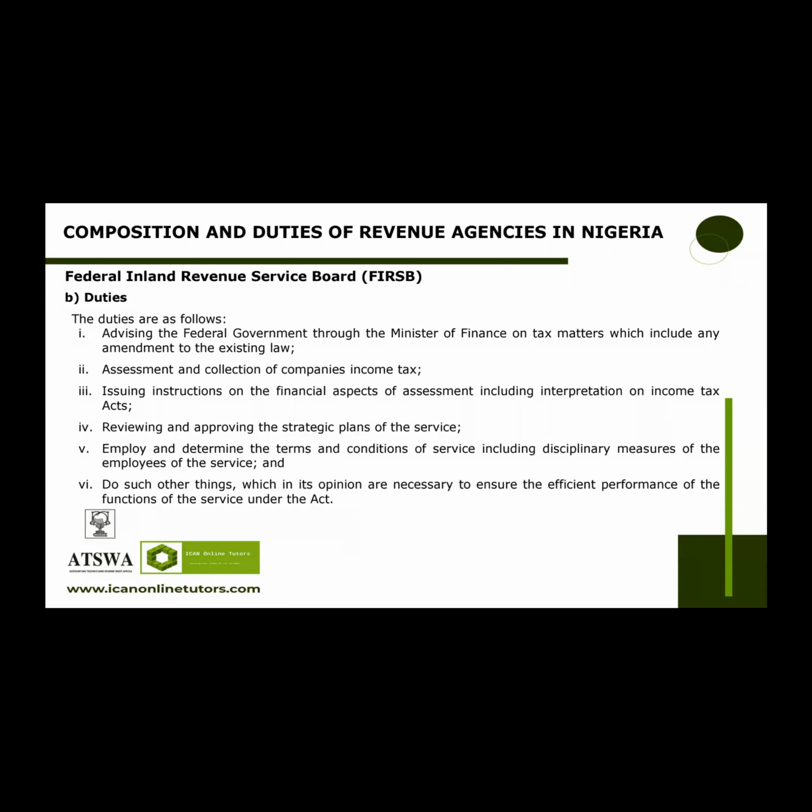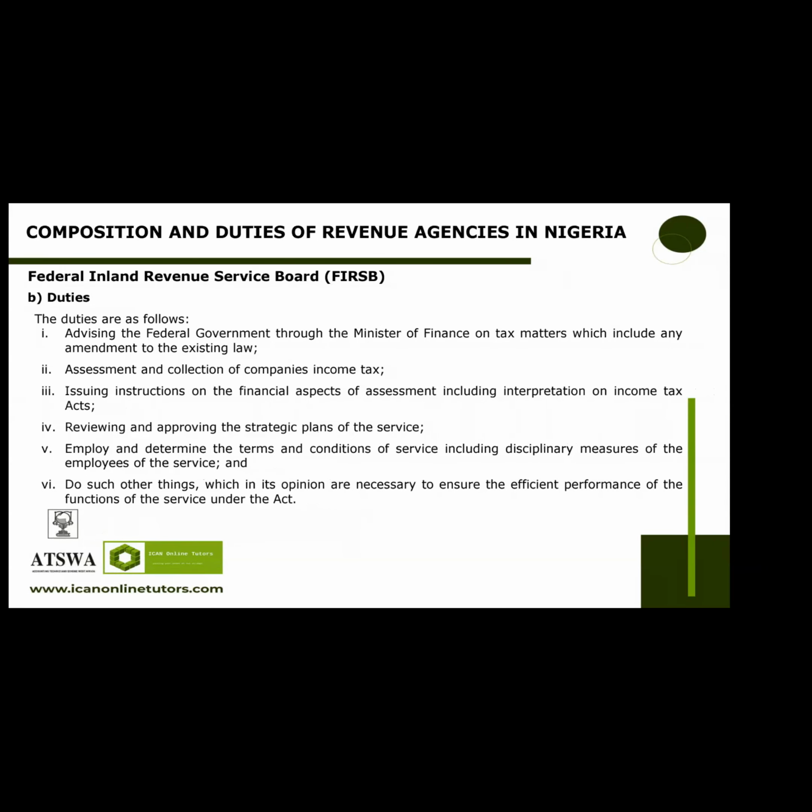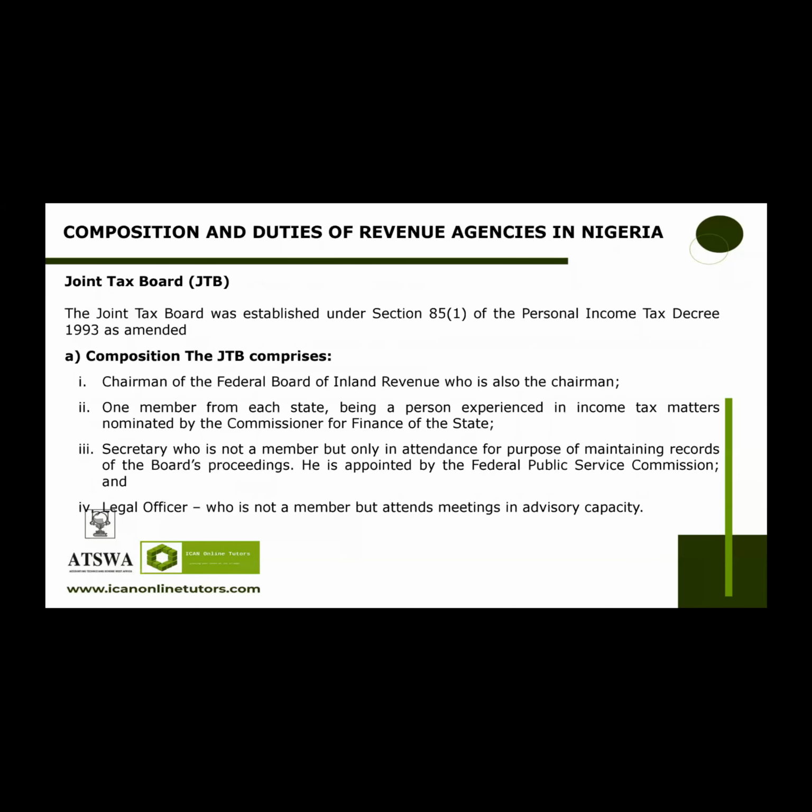I also have the Joint Tax Board. The Joint Tax Board was established under Section 85, subsection 1 of the Personal Income Tax Decree 1993, as amended. And this comprises the chairman of the Federal Inland Revenue Service Board, who is also the chairman, and one member from each state, being a person experienced in income tax matters, nominated by the Commissioner for Finance of the state.